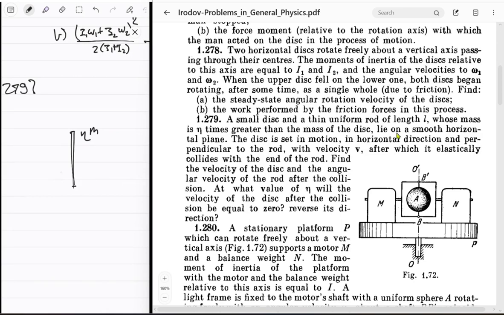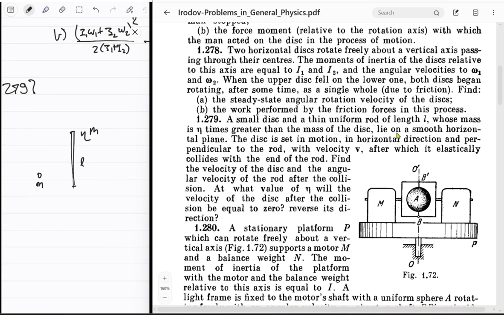Smooth horizontal plane. So the plane of paper is just a smooth horizontal plane, right? You got this disc, mass m. This is length L. The disc is sent in motion in a horizontal direction perpendicular to the rod with velocity v, after which it elastically collides with the end of the rod. Find the velocity of the disc and the angular velocity of the rod after the collision.